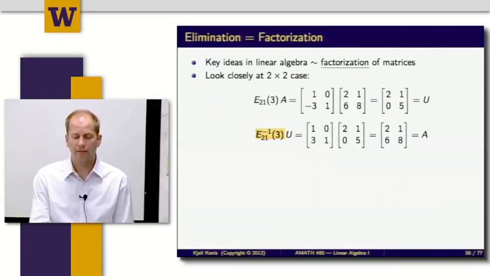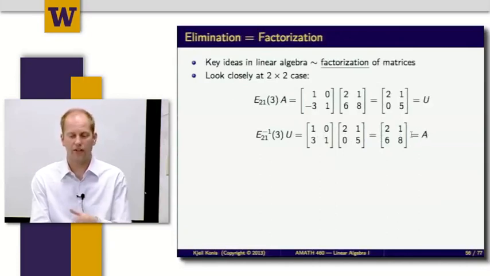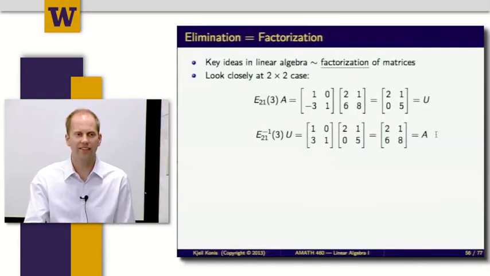So if I multiply by E inverse 21 with the multiplier of 3, here I was subtracting 3 times the first row from the second. And it's easy, because I know what undoing it is: I can think of it just as the opposite elimination step. I know exactly how to make this inverse matrix without having to do any computations. So if I multiply my upper triangular matrix by this inverse elimination matrix, that should give me A back. You can check this if you want to, but take my word for it, it does.